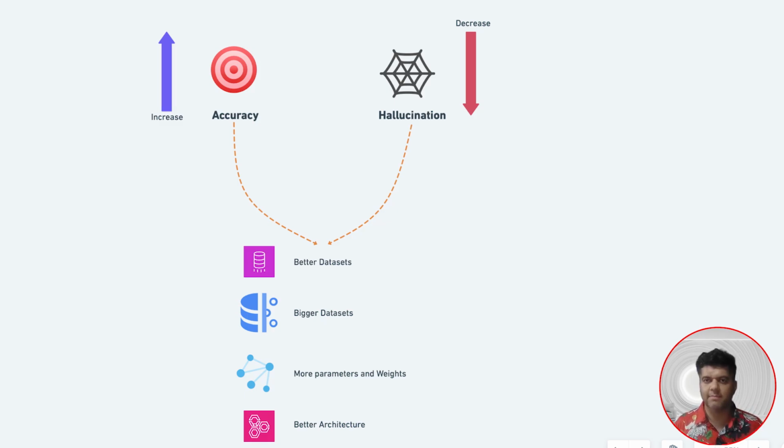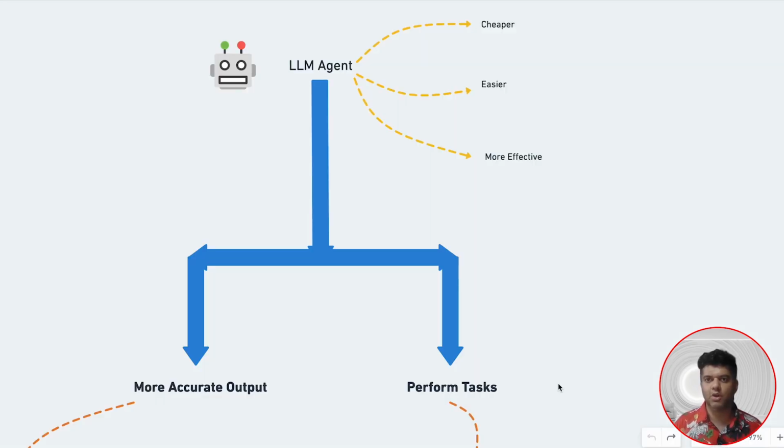Okay, so like I was saying, there are multiple ways to enhance accuracy and reduce hallucination. And these are using better data sets to train the LLMs, training the LLMs on bigger data sets, using more parameters and weights in the model, better architectures. And these are just some of the ways. There are literally 1,000 ways to do this. And LLM agents can be thought of as one very different way to achieve this result. It's different because you don't have to do any of the above things, which are kind of resource intensive. And agents provide you a much cheaper, easier, and more effective way to get the same results. So in a way, you can say that LLM agents have a very interesting and different take.